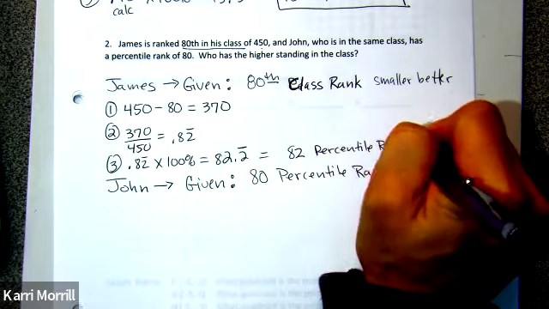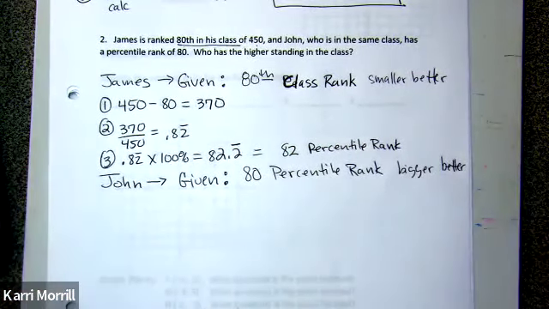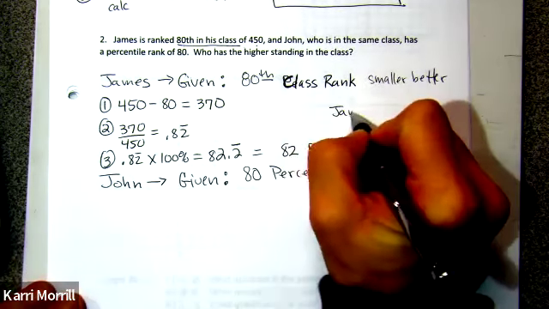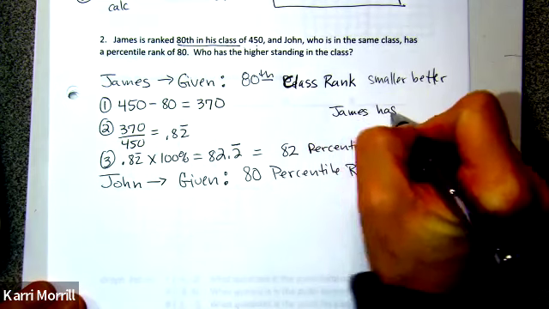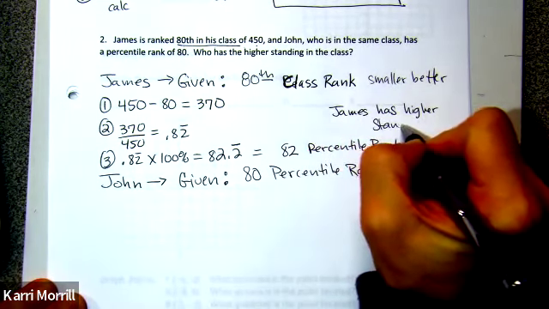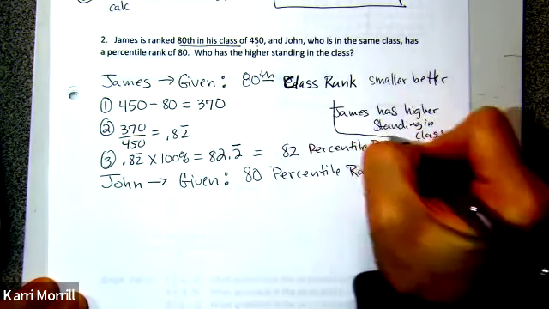So knowing that, I really don't have to convert John. If I just did this one, who's better? Percentile rank, is it better to be bigger or smaller? Bigger. So we know James is better in this case. We could say James, just from doing this, has a higher standing in class, because that's what they were asking.